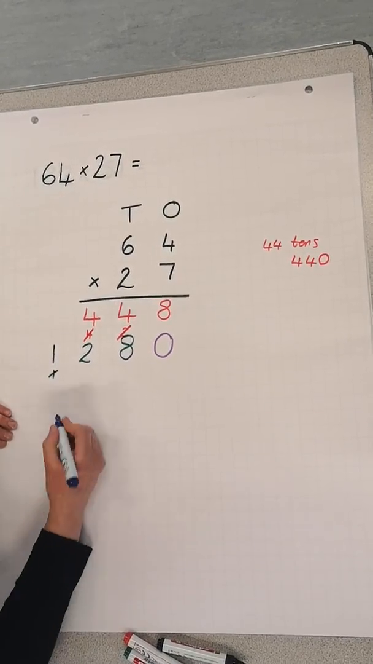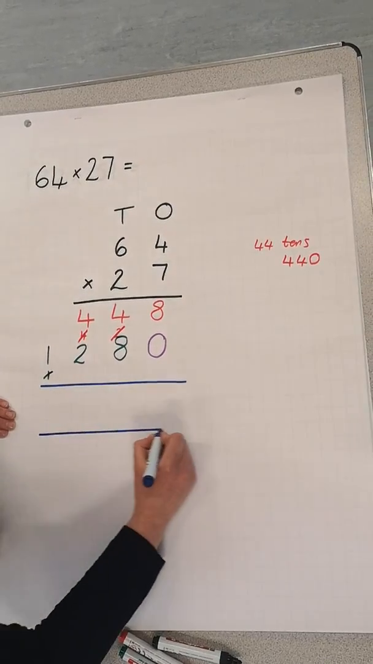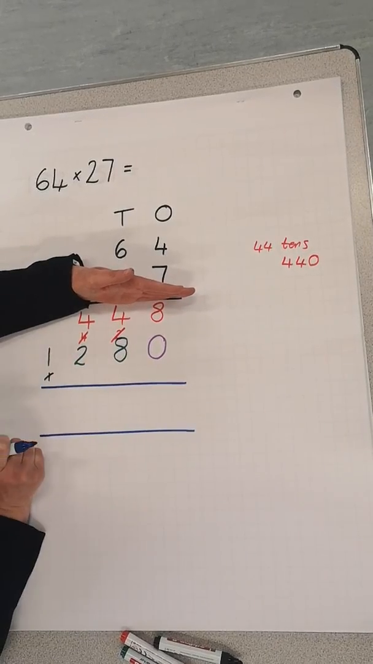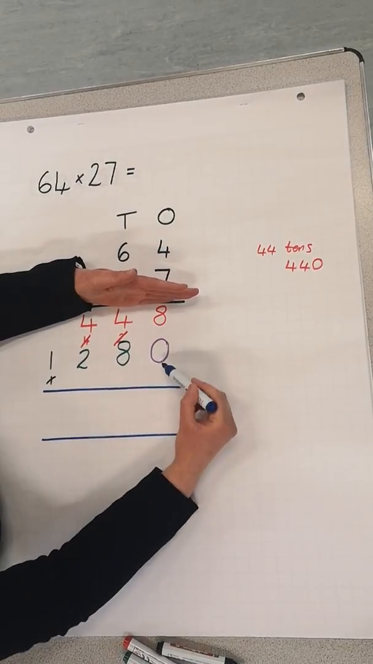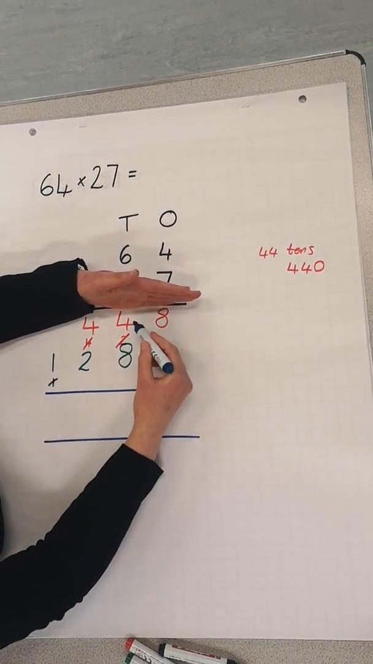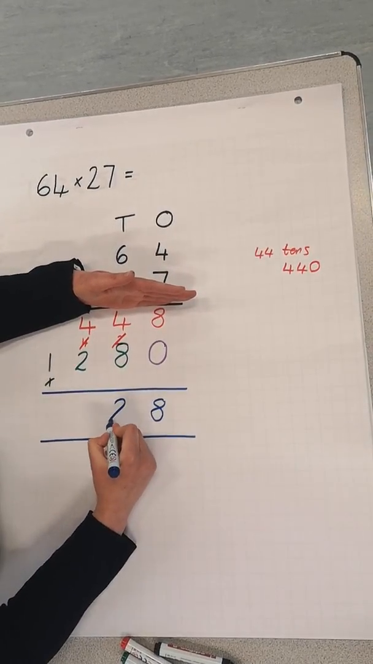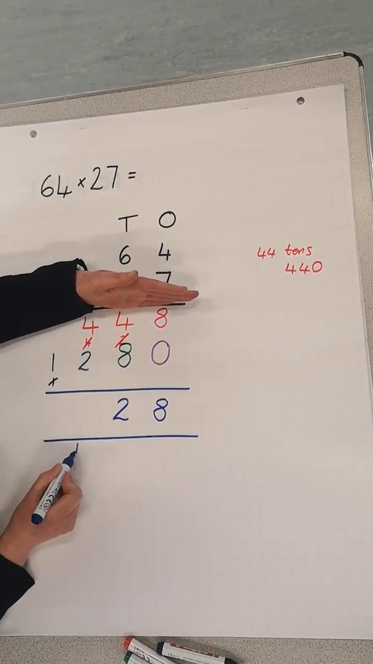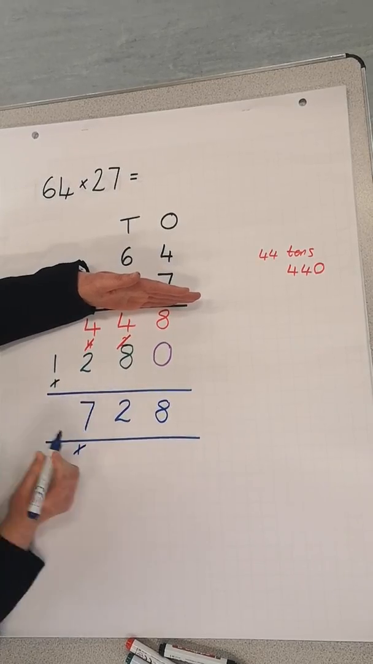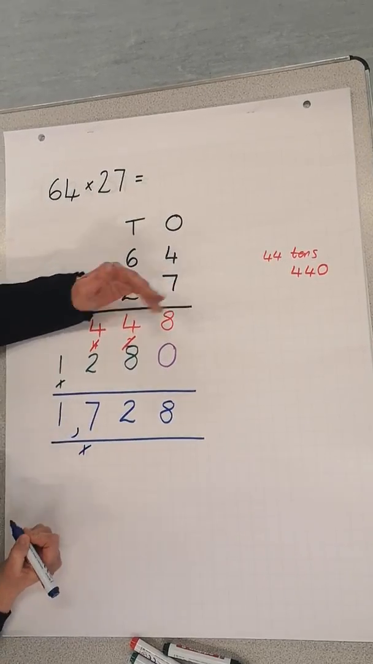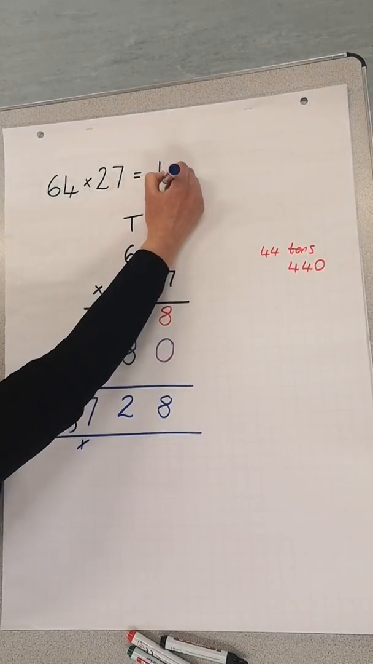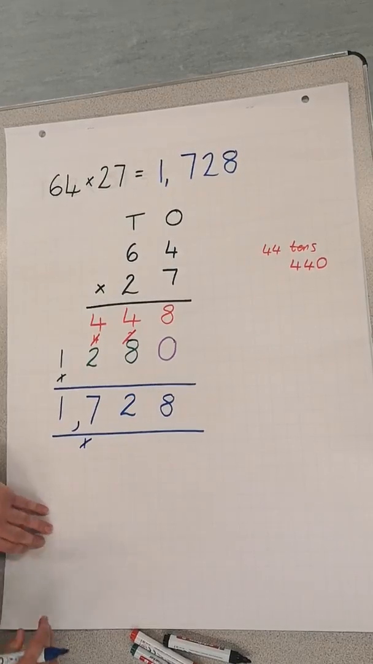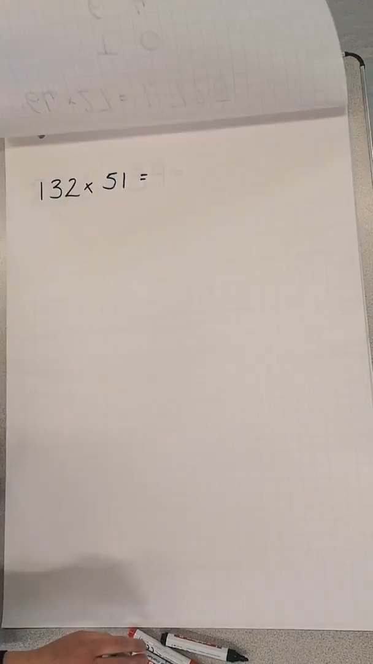And our final step for this is where we do our equals line, is we do our column addition to add both of these parts together to get the whole answer. So 8 add 0 is 8, 4 add 8 I know is 12, so I do my normal exchanging beneath the line. 4 add 2 is 6, don't forget this one down here, so that's 7, and then I've got 1. So my answer is 1,728. Okay, I'll show you another example over the page.